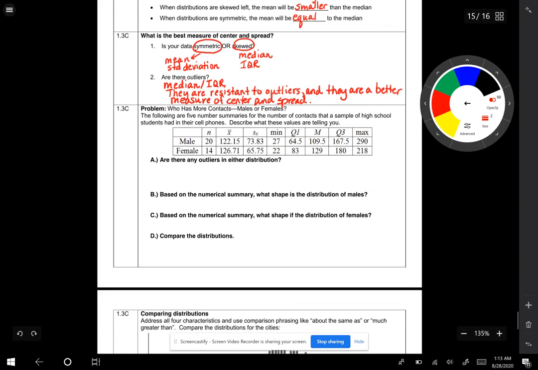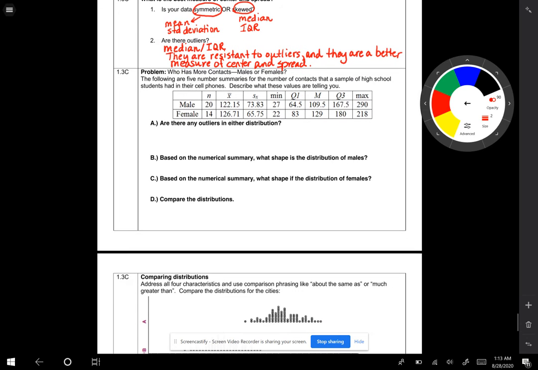That brings us to our first question. Who has more contacts, males or females? The following are 5 number summaries for the number of contacts that a sample of high school students had in their cell phones. Describe what these values are telling you. Are there any outliers in either distribution? Well, we've done this problem before, and I remember, so no.